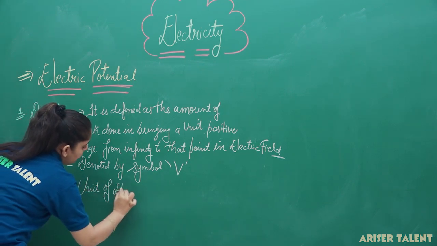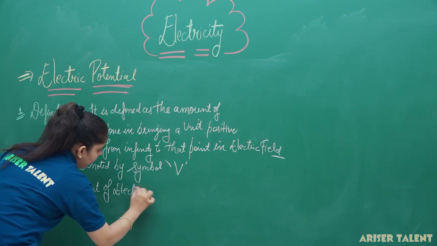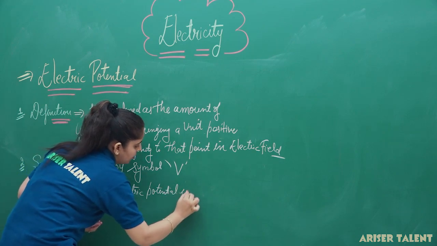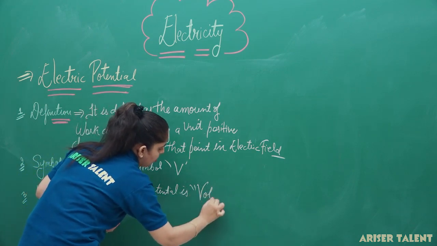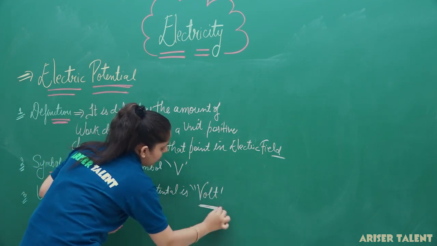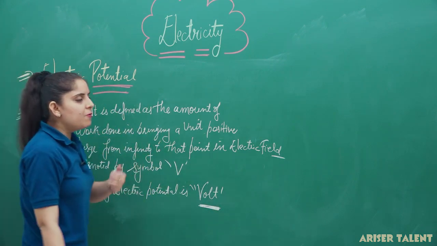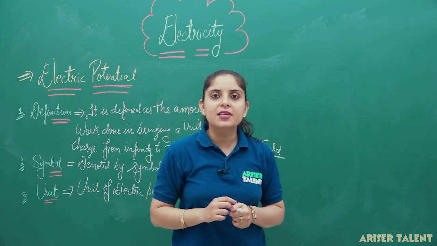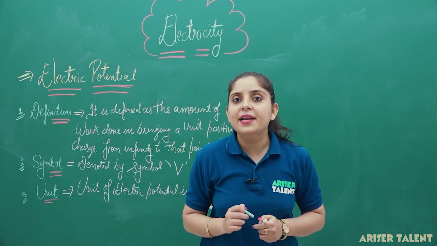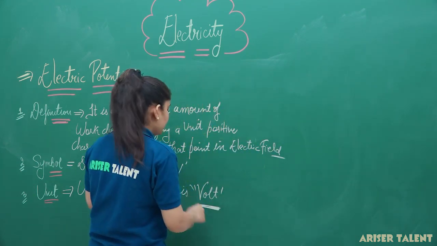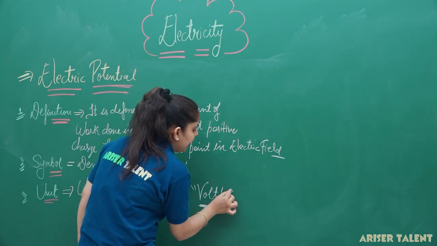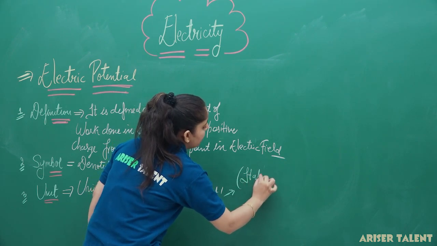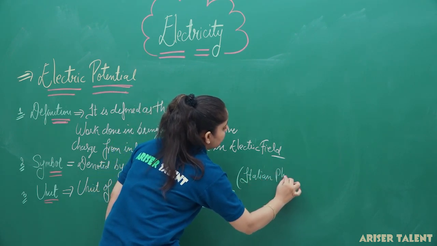Unit of electric potential is volt. Now, why the name volt has been given? It has been given after the name of the Italian physicist known as Alessandro Volta. So, its unit has been given after the name of an Italian physicist.